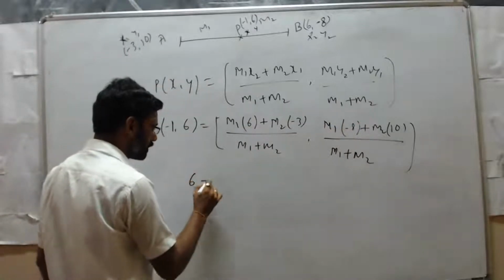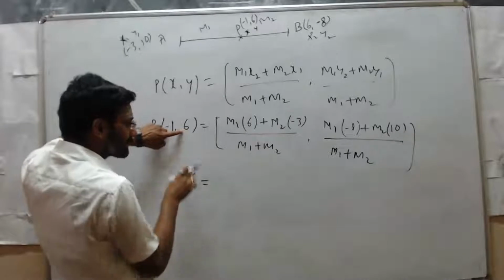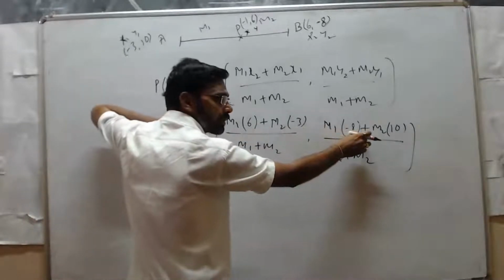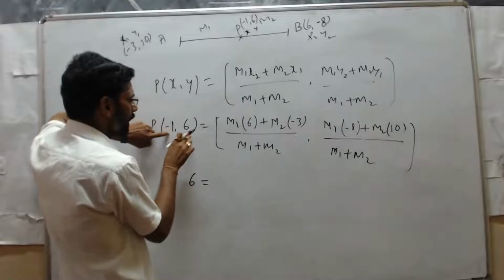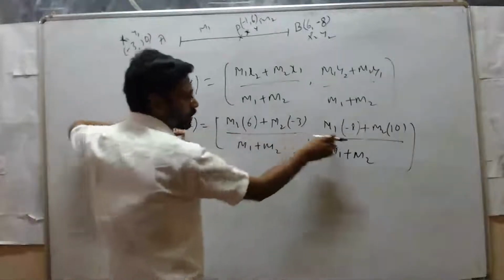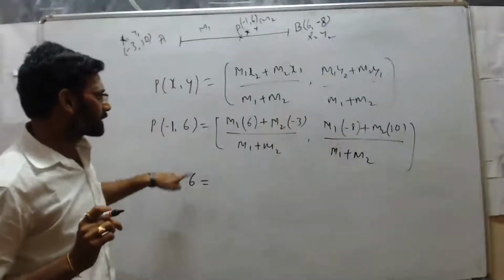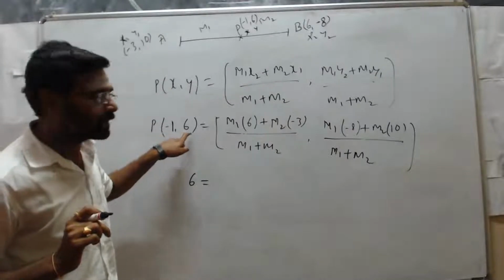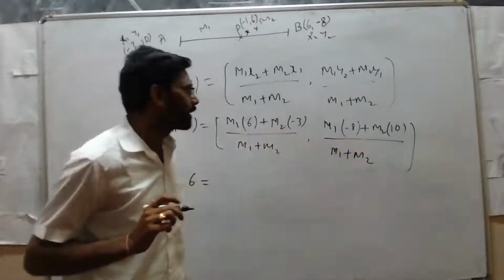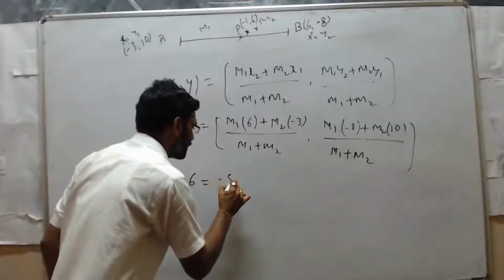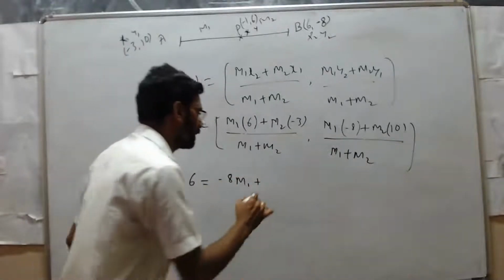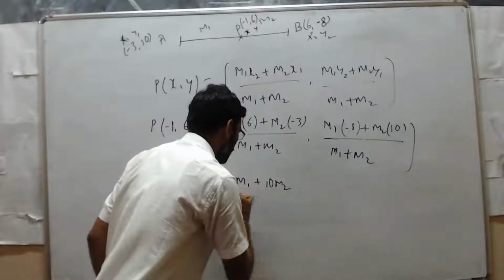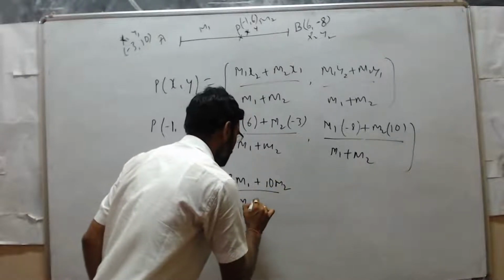If we are considering 6, we should consider the y coordinate. If minus 1, then x. Since 6 is the y value, we consider this one: plus into minus, minus 8 into m1, that is minus 8m1, plus into plus, plus 10 into m2, 10m2, divided by m1 plus m2.